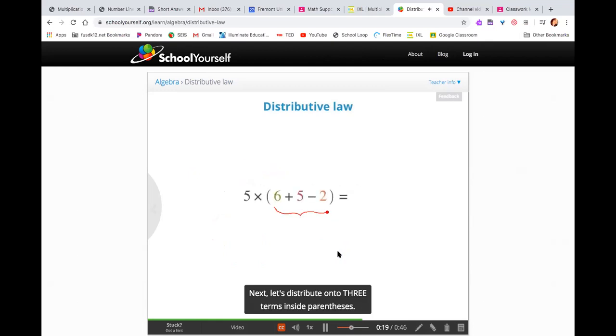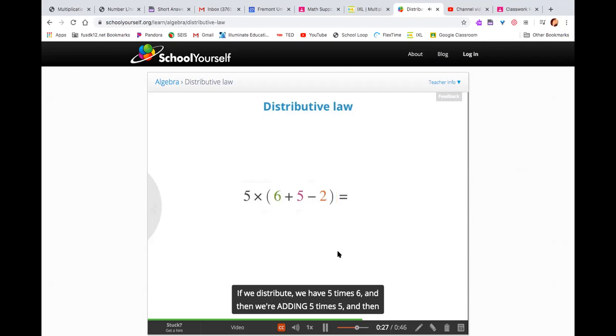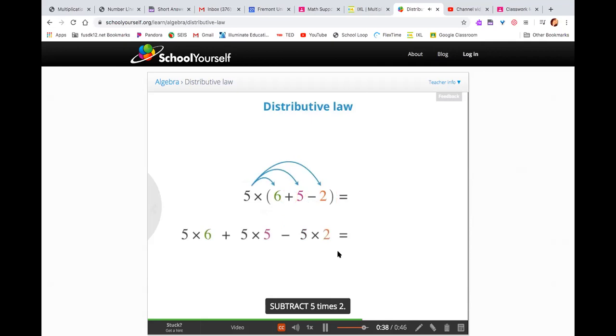Next, let's distribute on to 3 terms inside parentheses. Here we have 5 times 6 plus 5 minus 2. If we distribute, we have 5 times 6, and then we're adding 5 times 5, and then notice that we're distributing onto subtraction over here, so we should subtract 5 times 2. Go ahead and evaluate these 2 expressions and make sure they give you the same result.